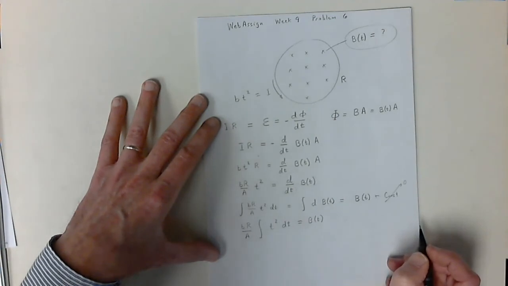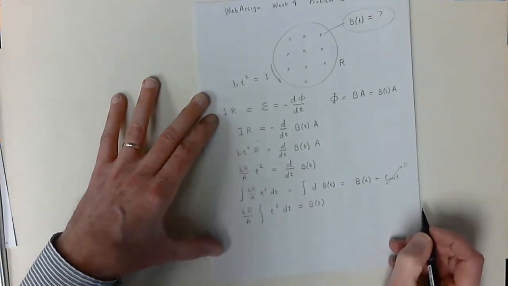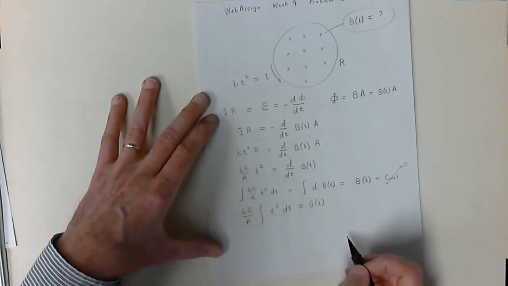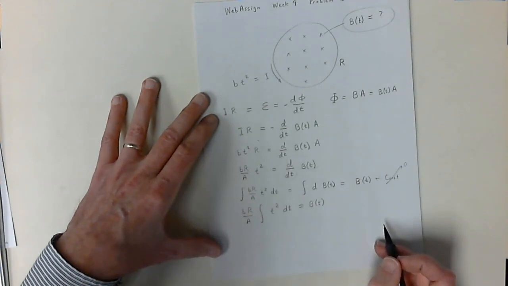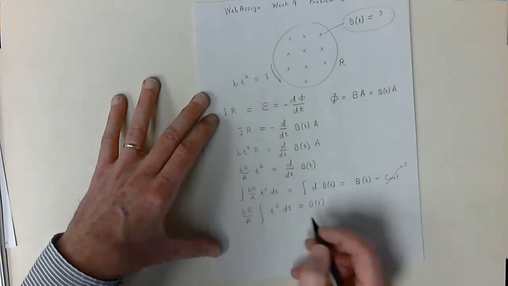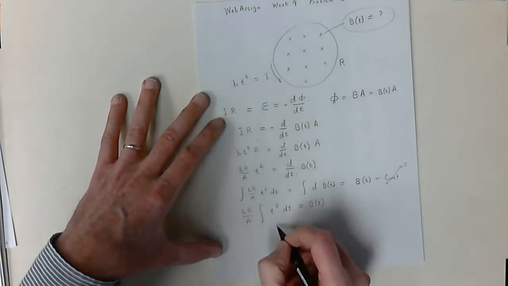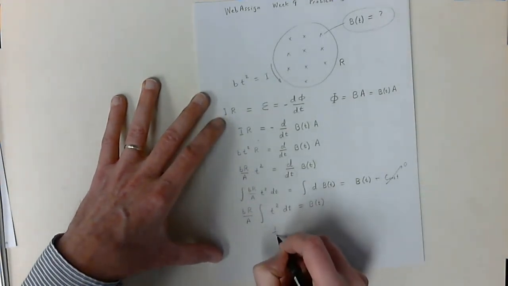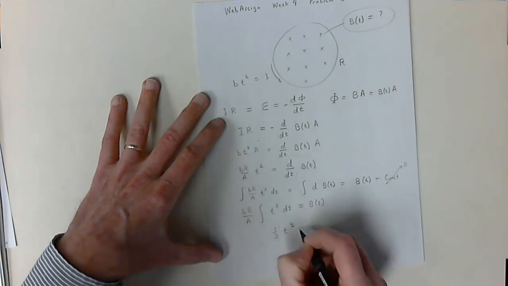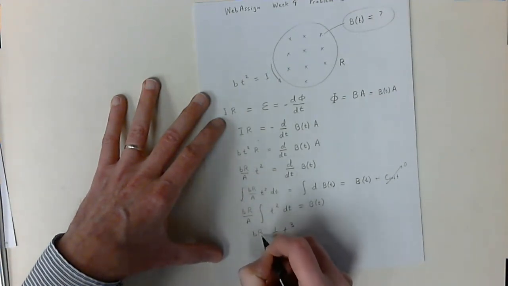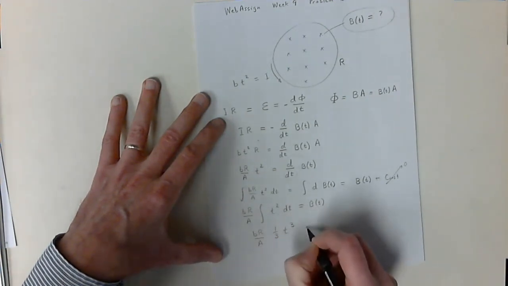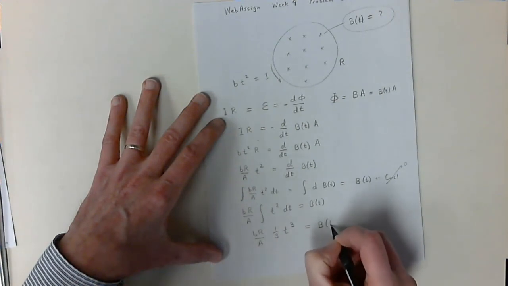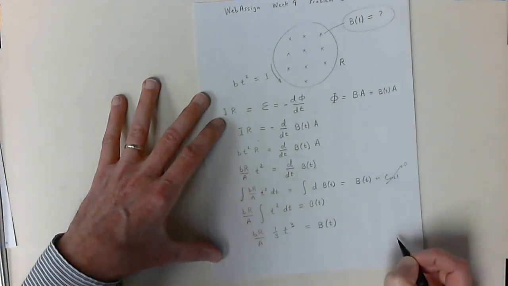And now you should all remember your calculus and see if you can integrate that, the integral of t squared dt. What's that going to be? Well, 1/3 t cubed. And so that's our function. That's the answer.